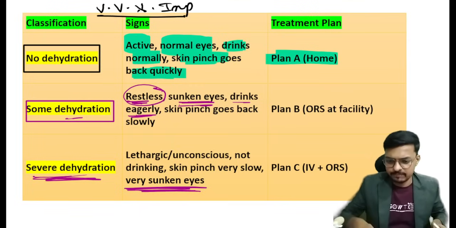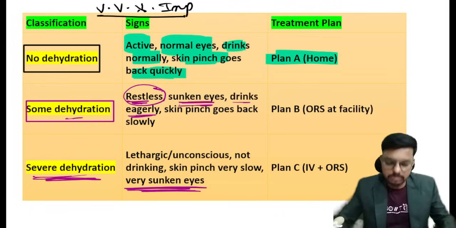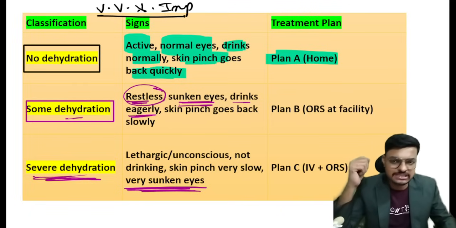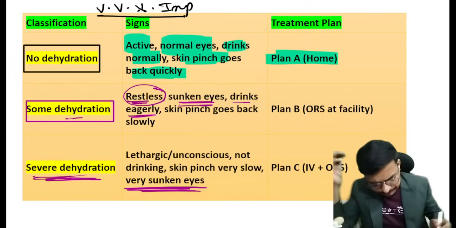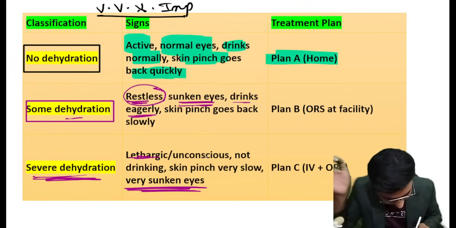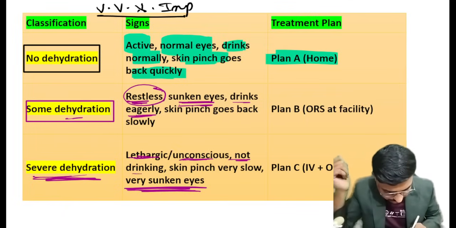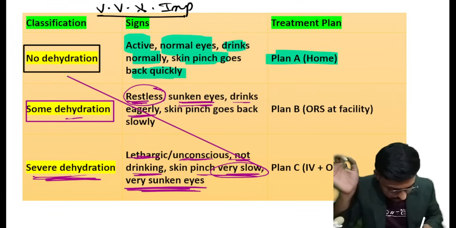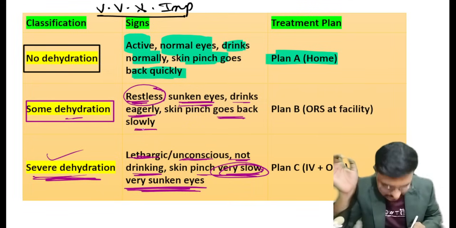So like this, drinks eagerly means some dehydration. In severe dehydration, the child will be lethargic or unconscious. How will a lethargic or unconscious child drink water? No, unable to drink the water. So he is not drinking. And skin pinch going back very slowly means severe dehydration. Skin pinch that goes back slowly means some dehydration.